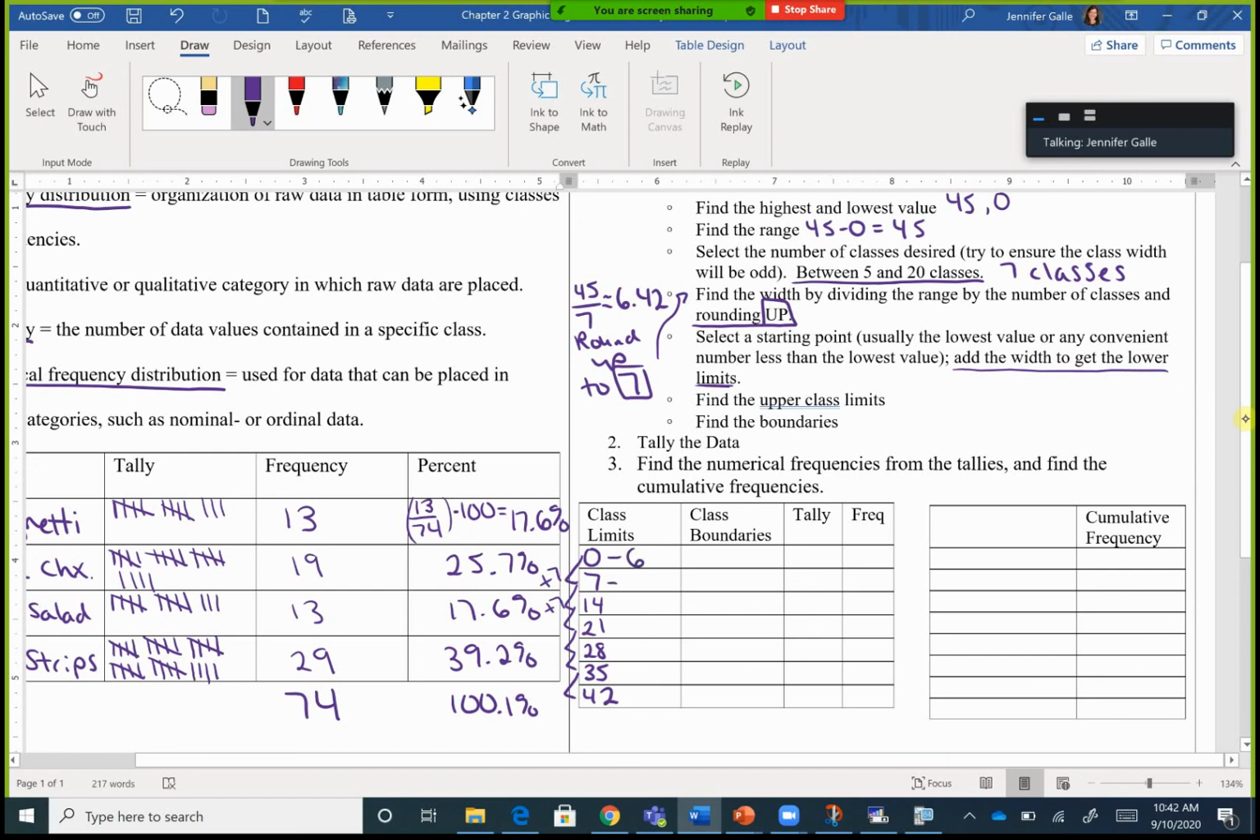Now the adding 7 thing works the same on the uppers. You can just keep adding 7 going down.